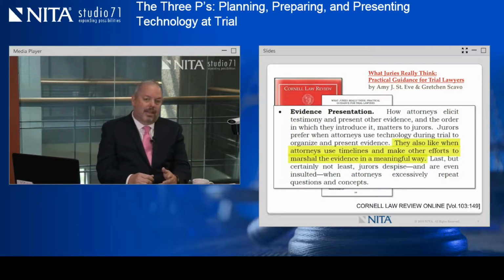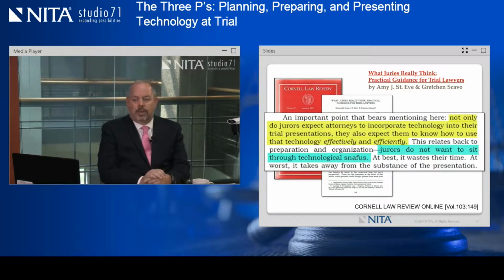This is exactly what technology allows you to do, to select any page from any exhibit, but you'll need to consider your presentation strategy on how you will walk decision makers through your exhibits. We'll talk about that in a bit. Jurors expect you to use technology effectively and efficiently. They don't want their time wasted and don't want a bunch of technical problems.